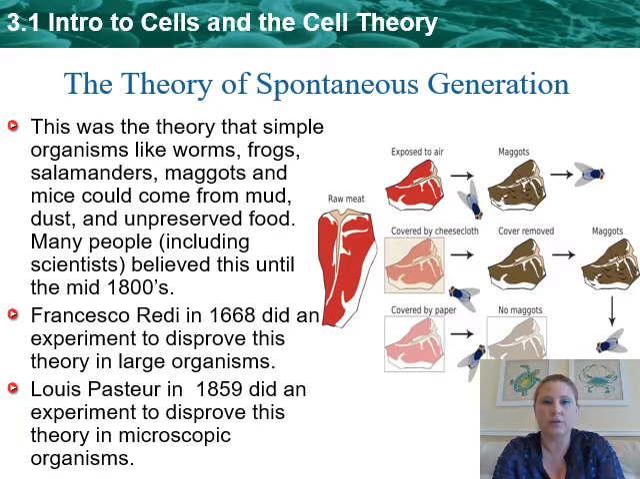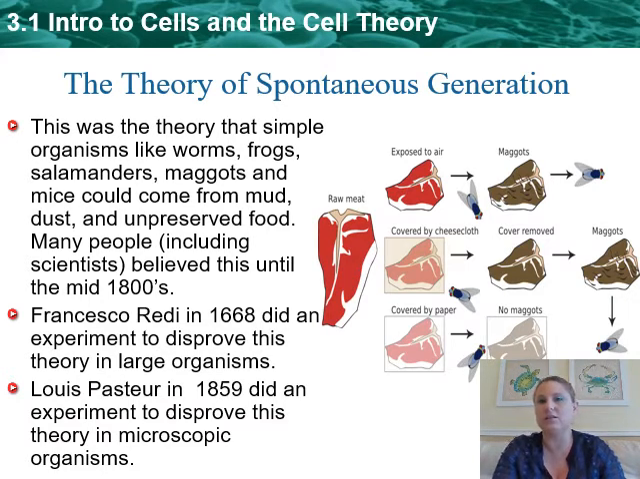Now, there was this really crazy experiment that Francisco Redi did to disprove this theory in large organisms. He took a piece of raw meat, and you can see it in these pictures here. He would expose it to air, and he would wait, and he would notice that there were maggots on it. Then those maggots would disappear, and he would have a bunch of flies. He decided he was going to test this and said, I don't think that the flies are actually coming from the meat. I think they're coming from these maggots. But he wanted to figure this out for sure.